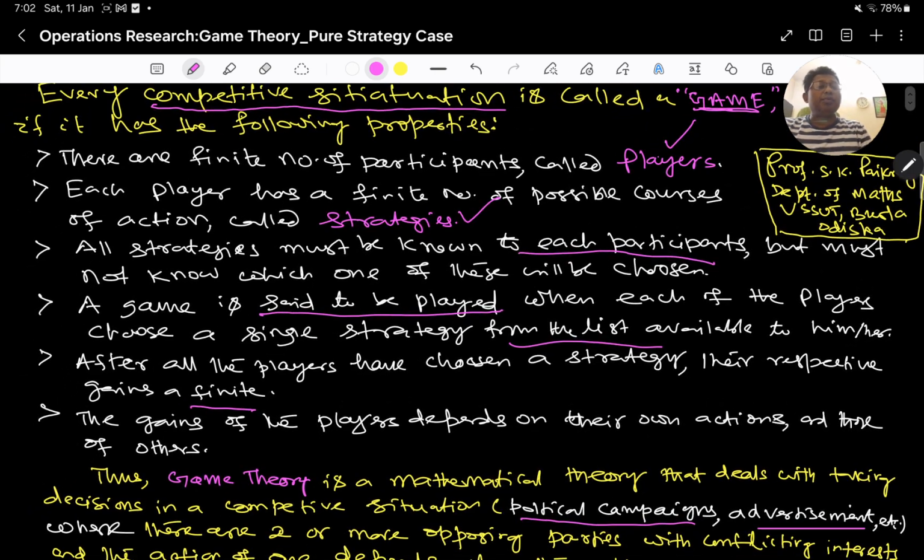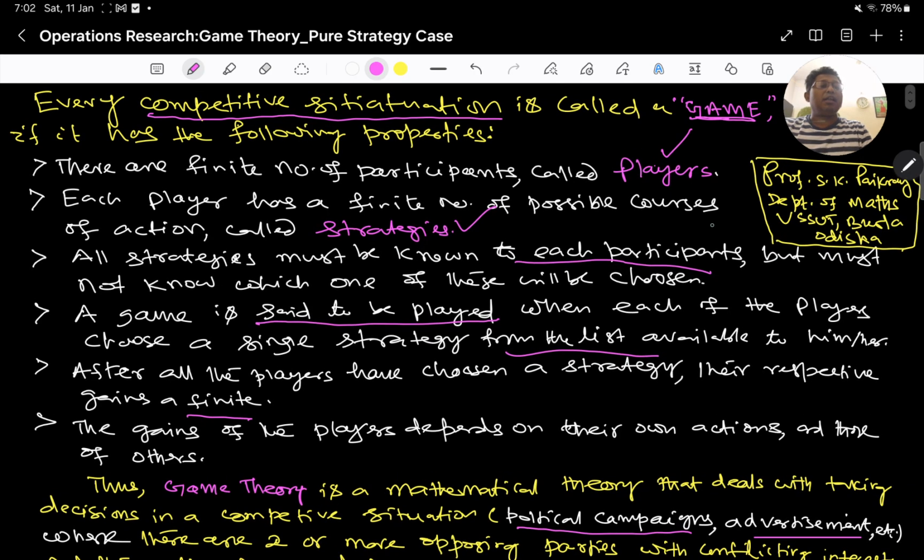Before discussing the details of this game theory, let me introduce myself. Myself, Professor Susanta Kumar Paikray, currently working as a professor in the Department of Mathematics, Veer Surendra University of Technology, Burla, Odisha, India. So without much delay, let me give you the description of different backgrounds and the terminologies needed in the study of this game theory.